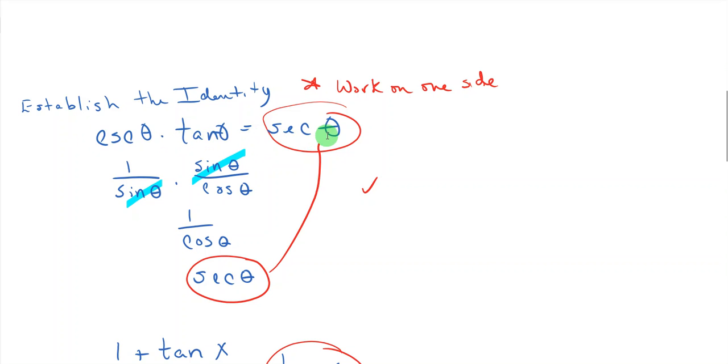Well, we got a lot of different stuff, but let's try changing all of this to sines and cosines. This one is 1 over sine. This one is sine over cosine. Since we're multiplying, the sines can cancel out. We're left with 1 over cosine. That is in turn equal to secant, and we've accomplished our goal.